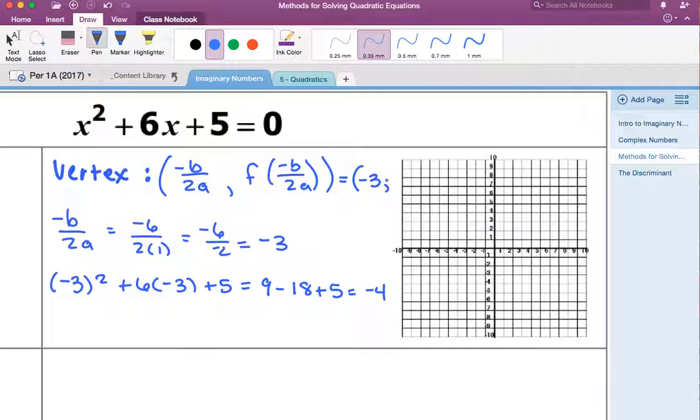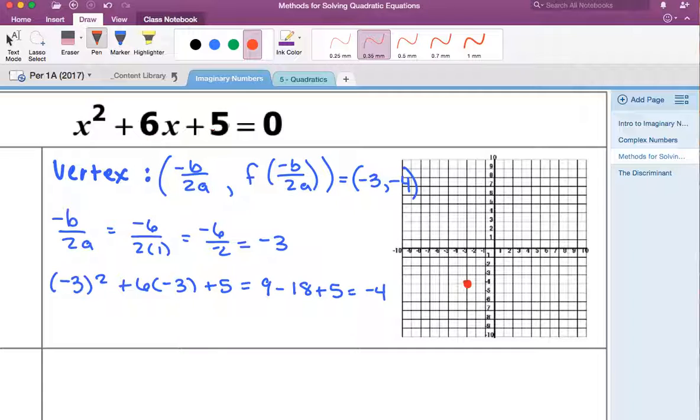So I'll start with my vertex. That's at negative 3 and negative 4. So I'll plot that. That point right there. Okay, so we know if we get the vertex and the 2 roots, it's easy to graph it. Now we're solving. These are 5 ways to solve. That means the whole point of this is to find those 2 roots.